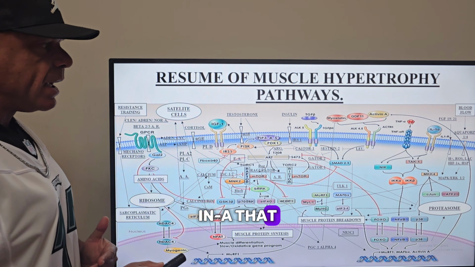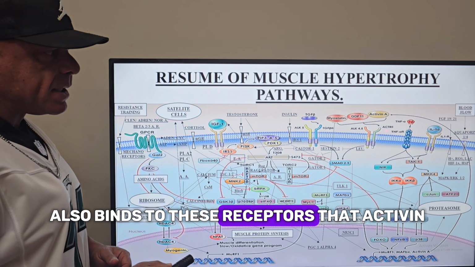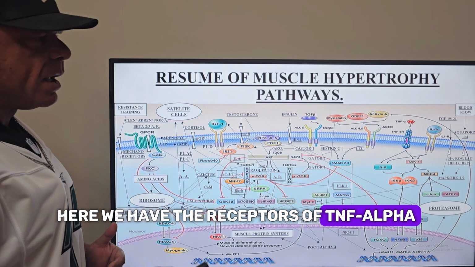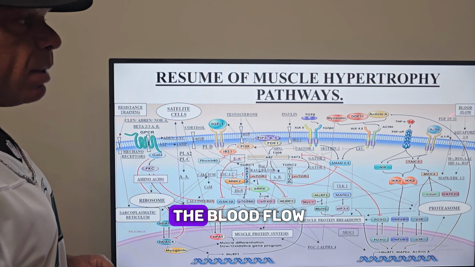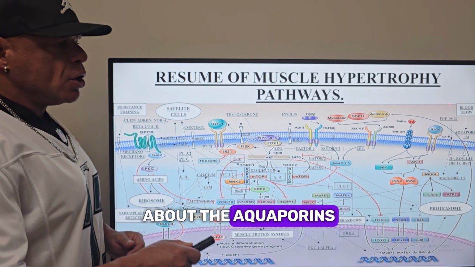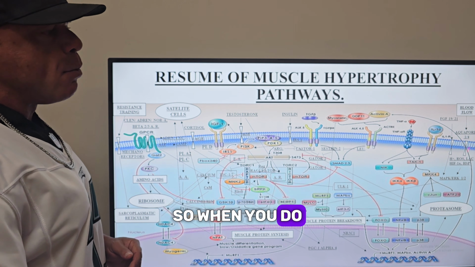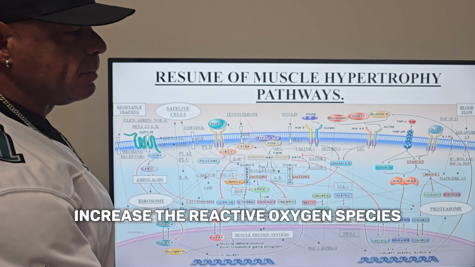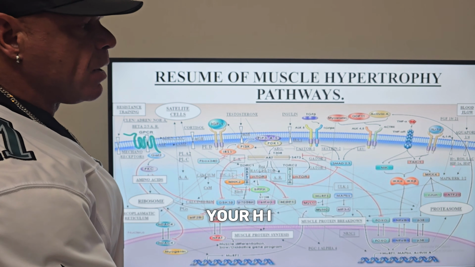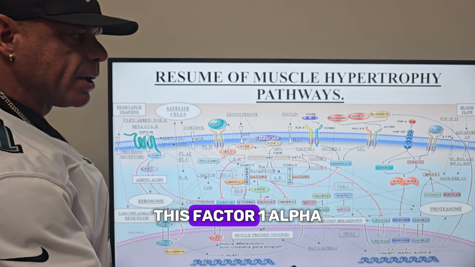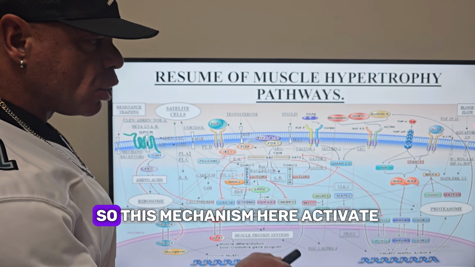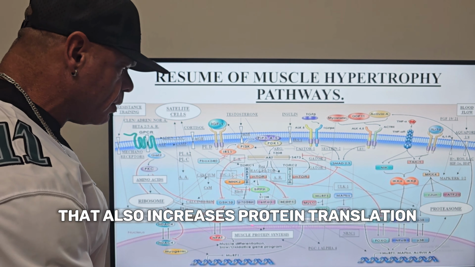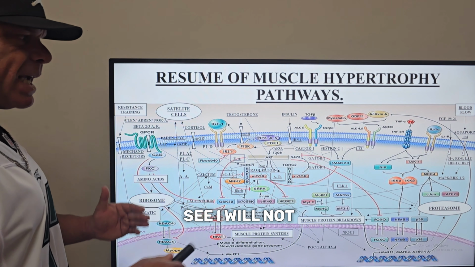You have the activin A that also binds in these receptors, the activin receptor 2, alpha and beta. So we have the inflammation, TNF alpha here. This is the receptor TNF alpha, interleukin 1 alpha. You have the blood flow, like I explained yesterday about the aquaporins. So you have aquaporin 1 and aquaporin 4. When you do more reps, what's happening is you increase the H+, which is the ions of hydrogen, you increase the reactive oxygen species, you increase your lactate, your HIF1 alpha, which is hypoxia-inducible factor 1 alpha, and heat shock proteins. This mechanism here activates a protein called MAPK that also increases protein translation. As you can see, I will not go into detail.